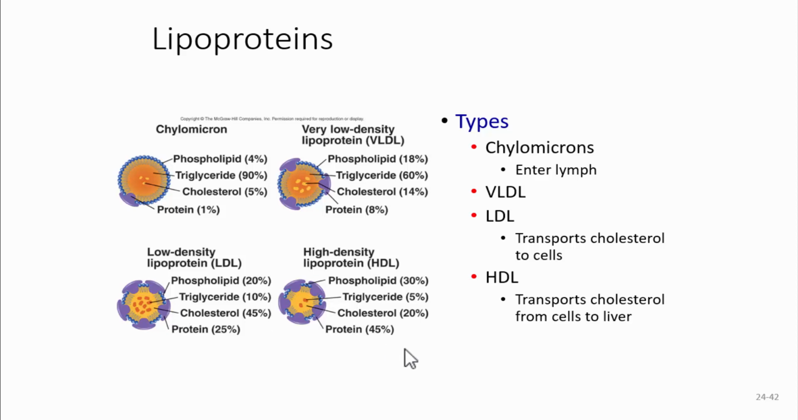And why do the cells need cholesterol? Well, it needs it to make the cell membrane. Remember, the cell membrane is made up of not only phospholipids, but also cholesterol to give it integrity. Otherwise, you've got a soap bubble, basically. So that cholesterol gives it some structure, some strength, and what have you.